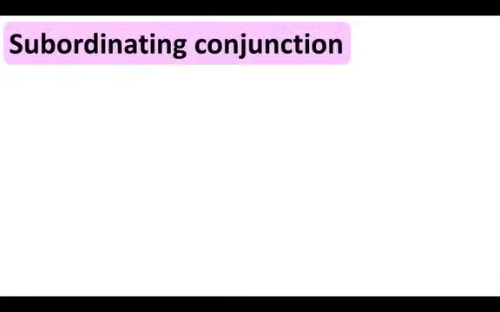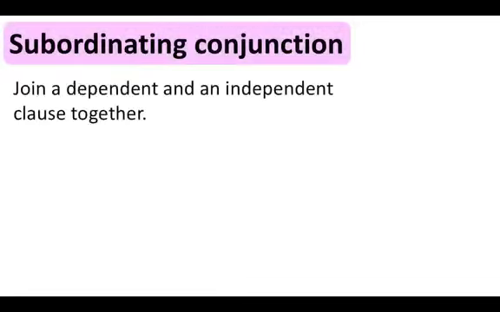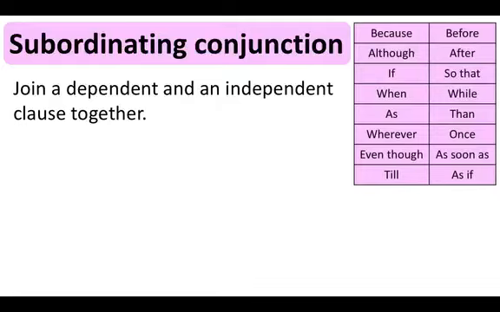Subordinating conjunction. This type of conjunction is used to join a dependent and an independent clause together. These include because, before, although, after, if, so that, when, while, as, than, wherever, once, even though, as soon as, till, as if.